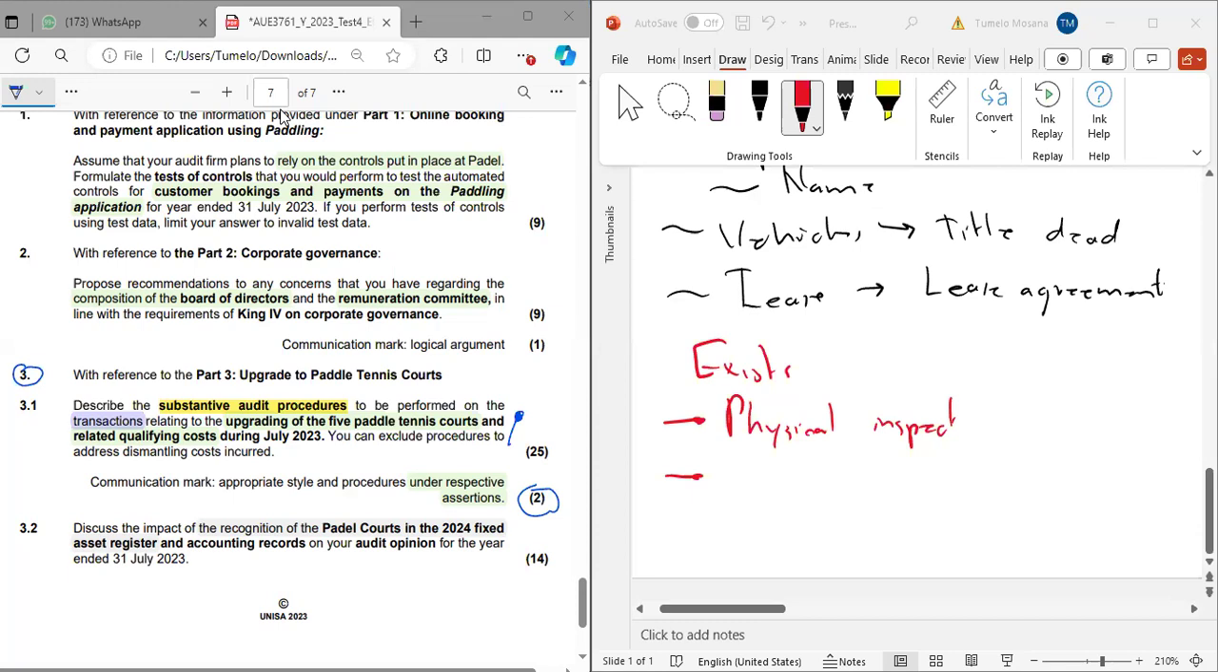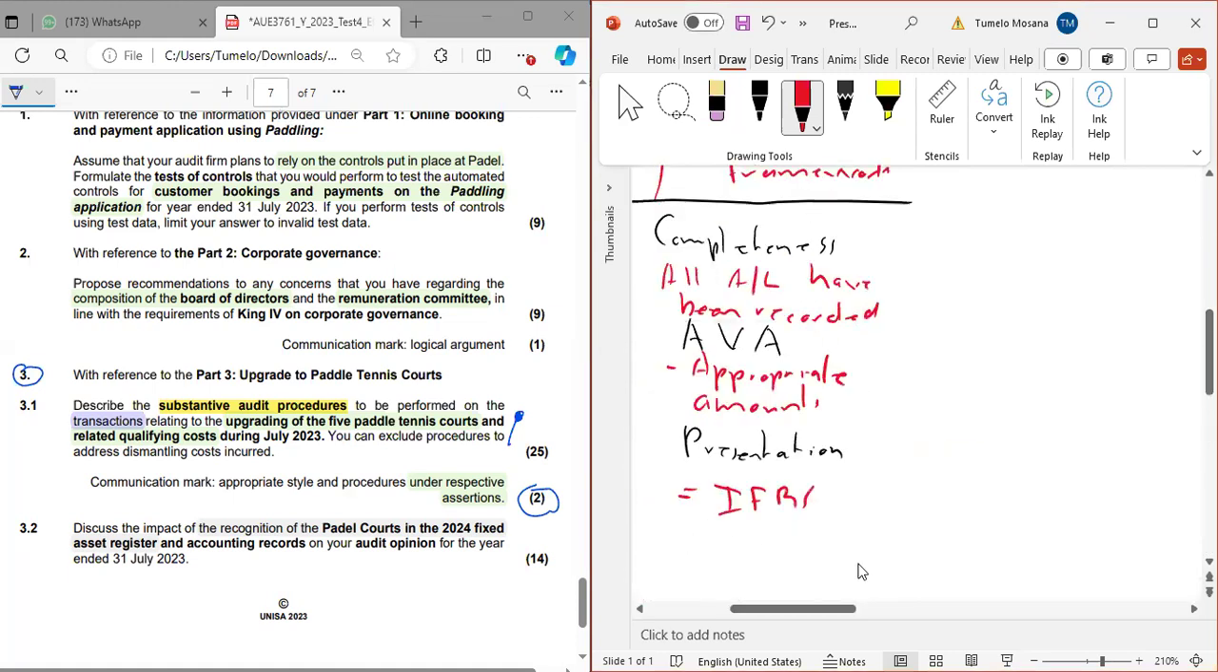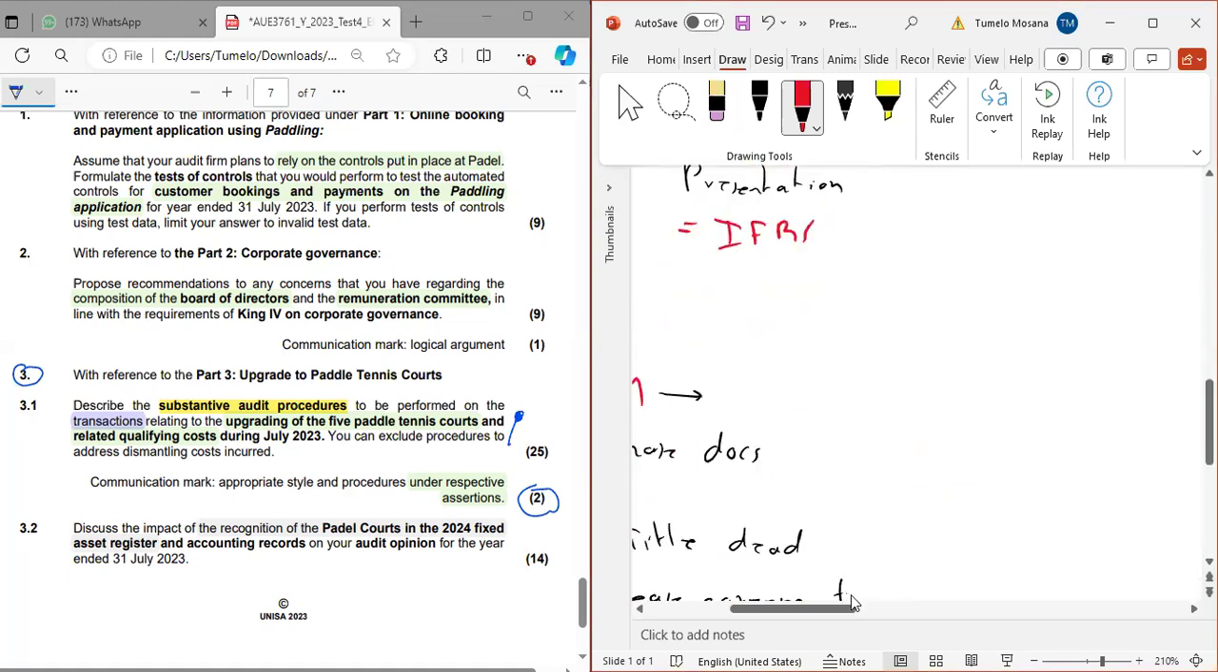Okay, I assume there are no questions. So we can start looking at the completeness now.